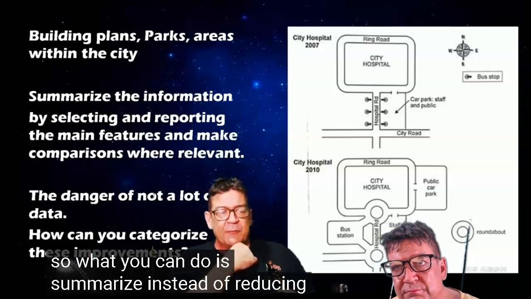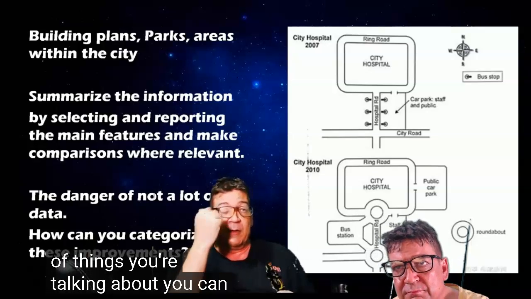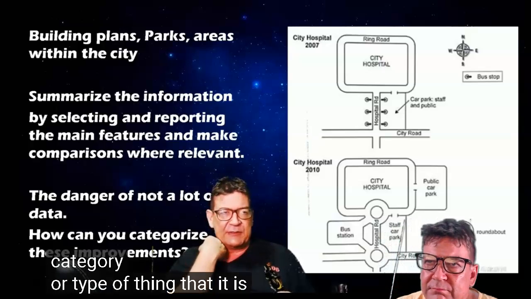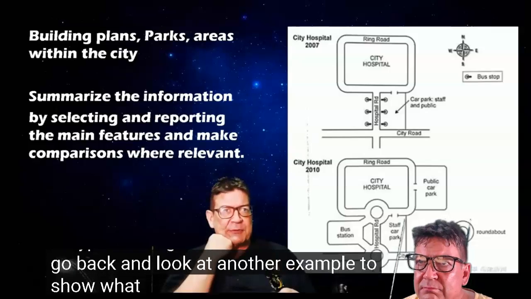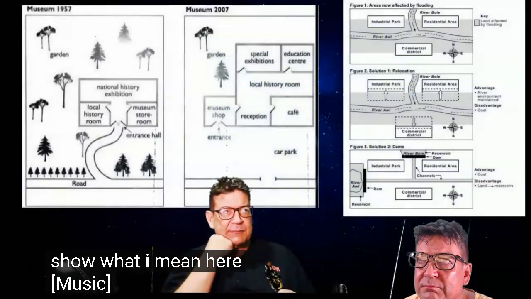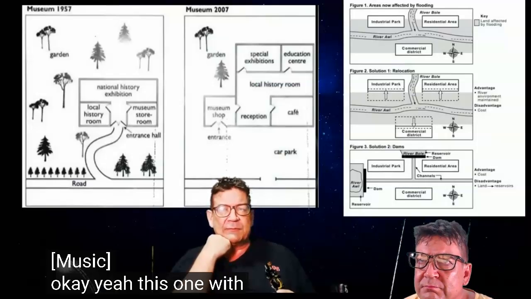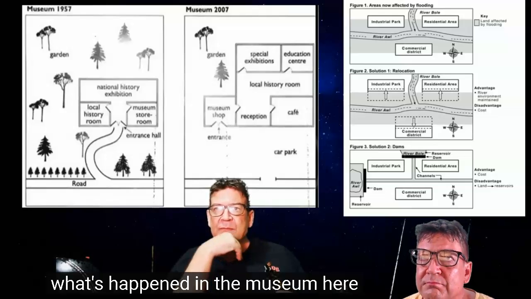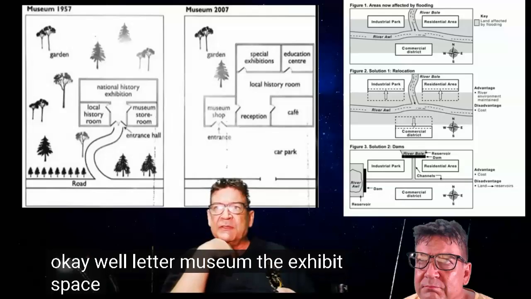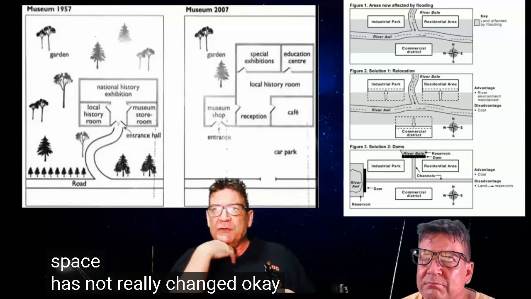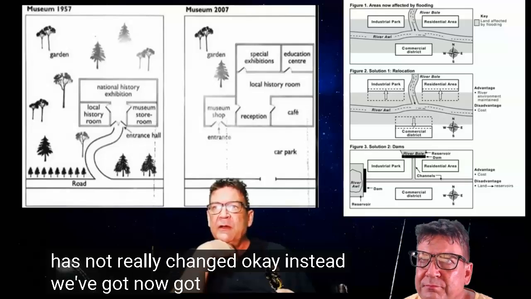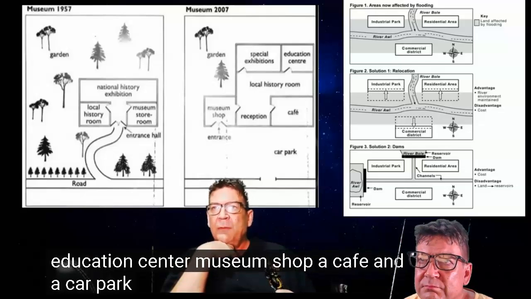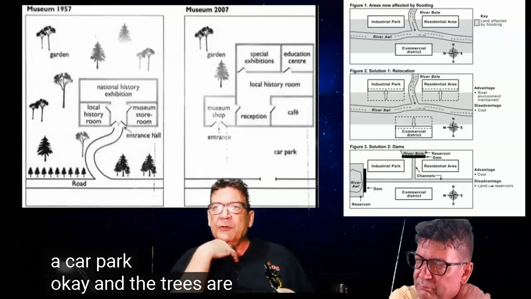Instead of reducing the number of things you're talking about, you can reduce it by category or type of thing that it is. Let's go back and look at another example to show what I mean. This one, with what's happened in the museum. The exhibit space has not really changed. Instead we've now got an education center, museum, shop, a cafe, and a car park. And the trees are definitely different.